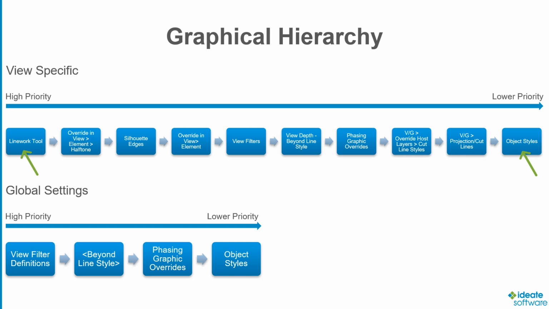So one of the things I wanted to point out is the line work tool has the biggest impact on overwriting any sort of other graphics in your entire project. At the lowest end is actually object styles. You would think it'd be higher up, right? But phasing actually has a higher graphical hierarchy, or I guess overrides any of these settings in between, right? Especially when you go to like show existing plus new.